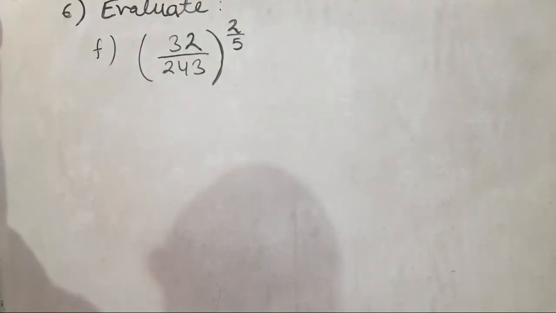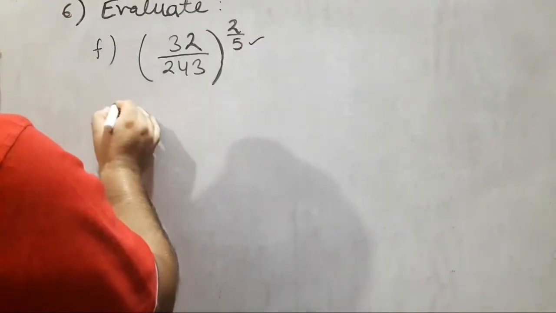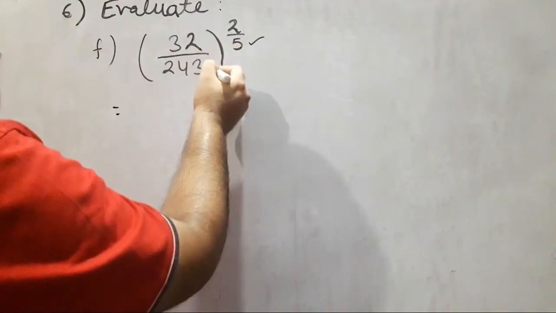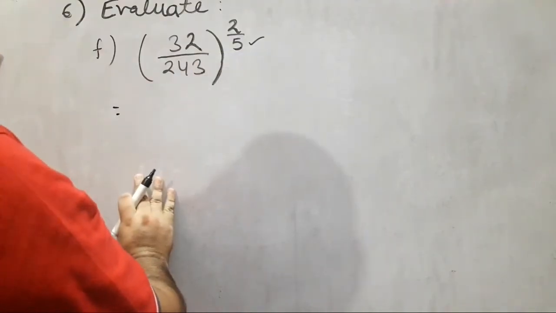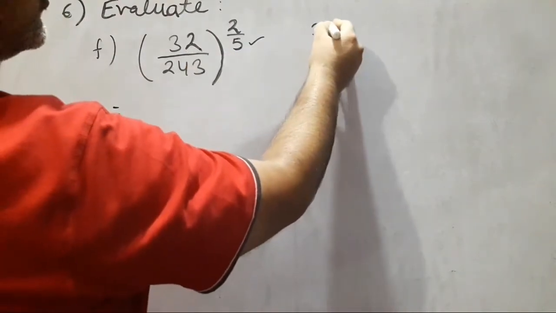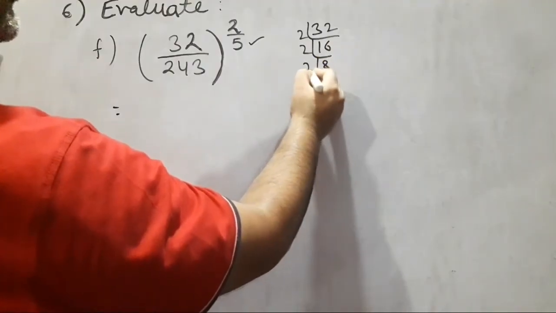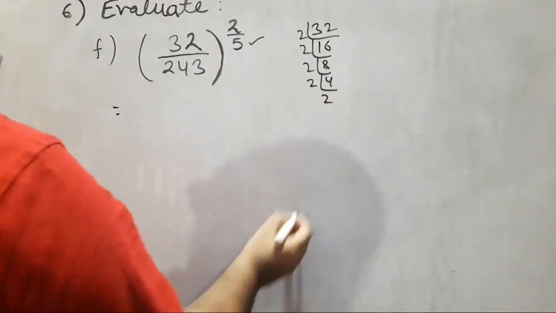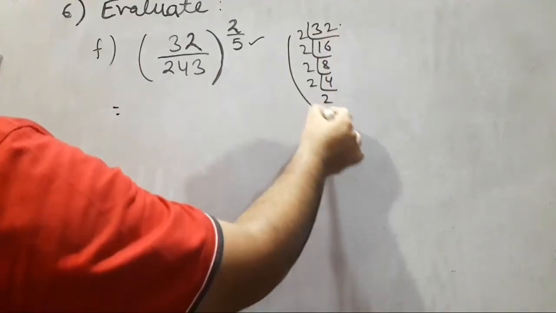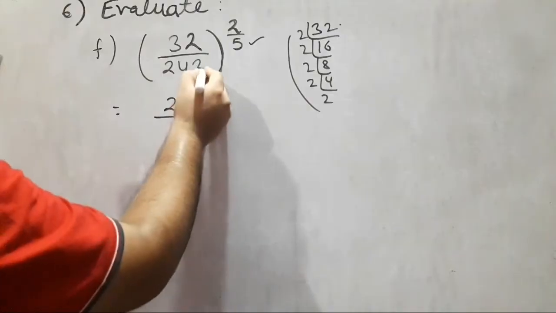Okay, the next question, 32 by 243 bracket power 2 by 5. Now I have to remove this 5, that is, this 5 should be cancelled. So we will convert 32 and 243 into the bases containing power 5. So 32, let's factorize 32. 2 16s are 32, 2 8s are 16, 2 4s are 8, 2 2s are 4. So 32 can be written as 2 power 5. So this 32 shall be 2 power 5 by 243.